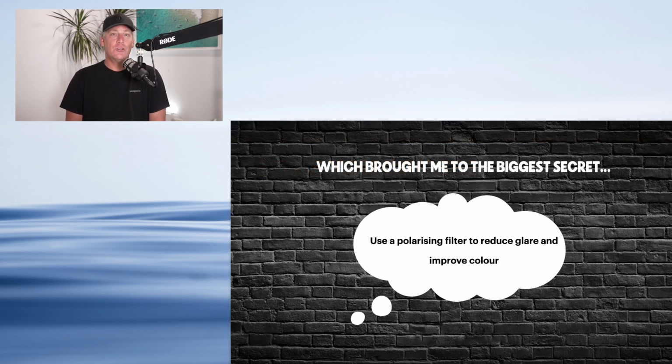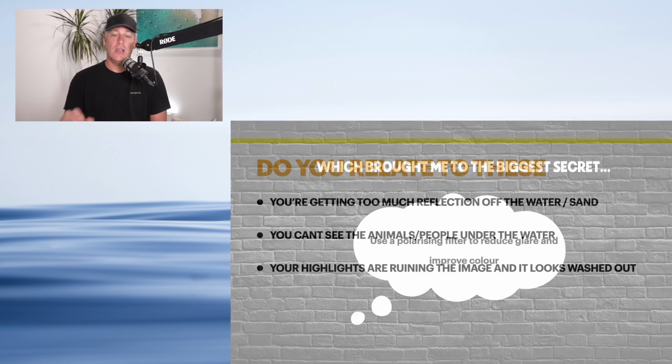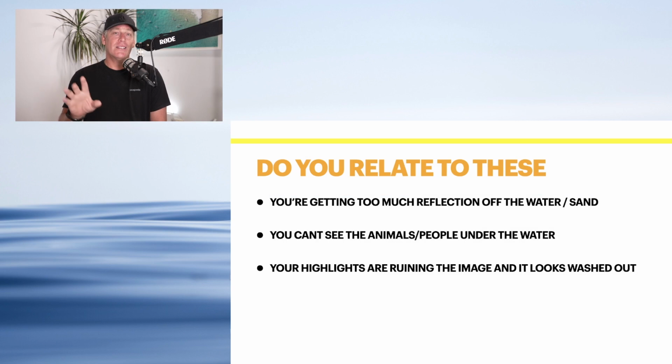Now, number 2, my second biggest, is using a polarizing filter. This is something that I swear by, especially when I shoot a lot of water, a lot of sky. You really want to have that polarizer on. It'll cut out all the glare. Okay, so these are things that I related to.